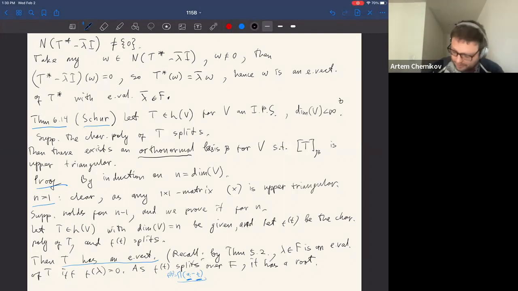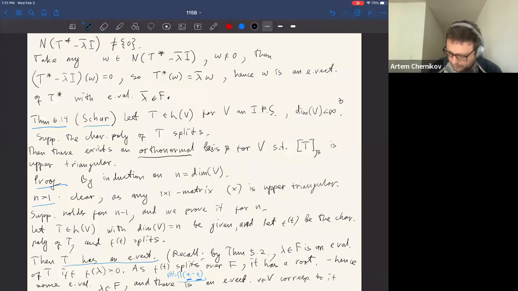And hence there is some eigenvalue lambda in F. So there's a root, so there is an eigenvalue, and then there is an eigenvector v in V corresponding to it. So at the very least, the characteristic polynomial splitting tells us that there is an eigenvector. I pause for a second, and I'm going to move to the next page.